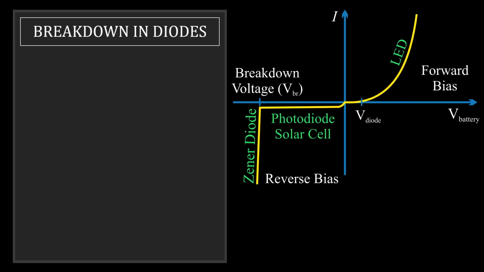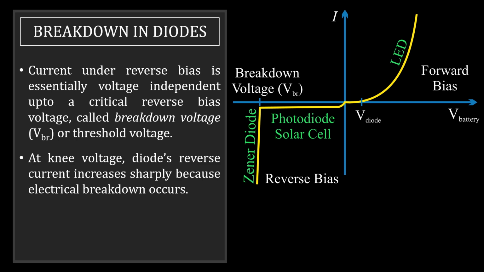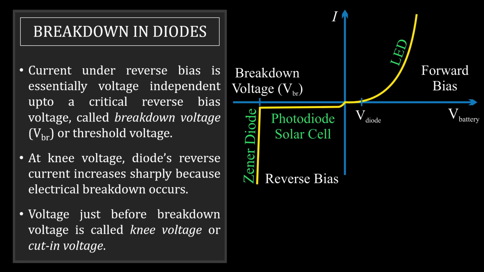Breakdown in diodes. In reverse bias, if we apply a voltage beyond a certain voltage, a breakdown occurs and the current suddenly increases to a very large value without changing the voltage by a large amount. The same thing happens in forward bias also, but I have not shown here in this diagram. And this breakdown has a lot of practical applications which we are going to study now. The voltage before the breakdown is called knee voltage or cut-in voltage.